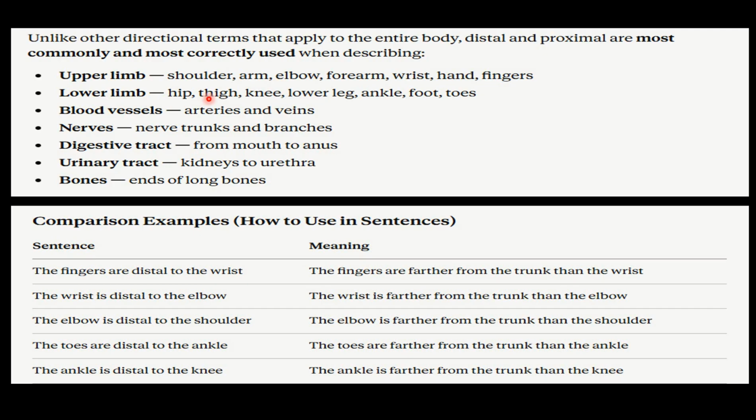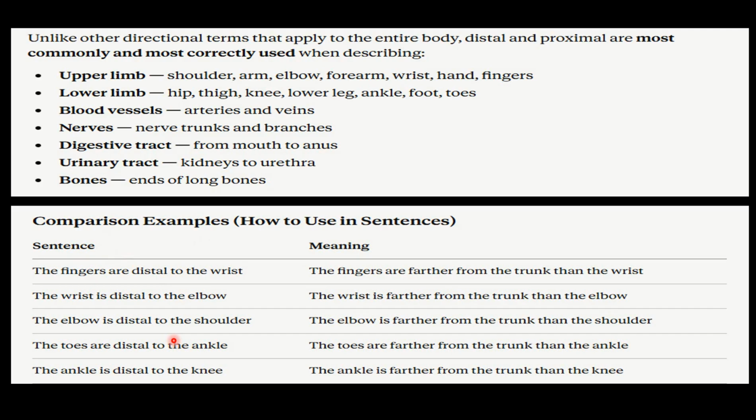Similarly for lower limbs including hip, thigh, knee, lower leg, ankle, foot, and toes. Similarly for blood vessels, arteries and veins, nerves, nerve trunk and branches, digestive tract, from mouth to anus, urinary tract, kidneys to urethra, and bones, ends of the bone.